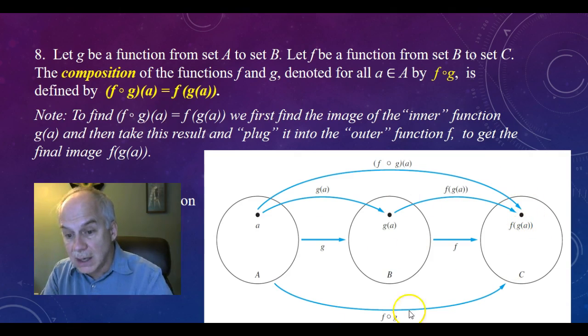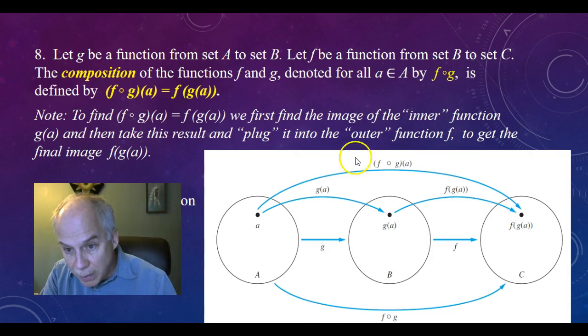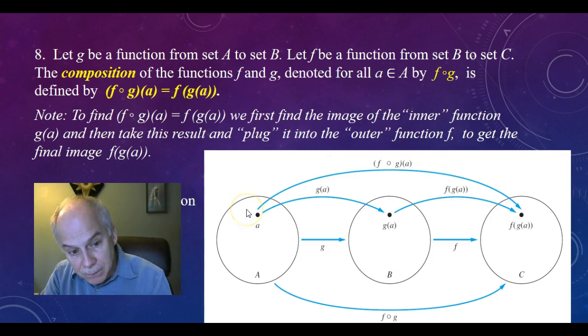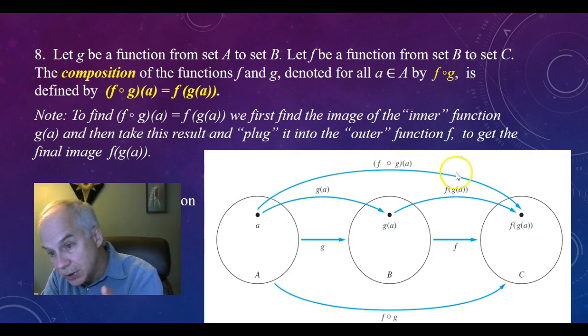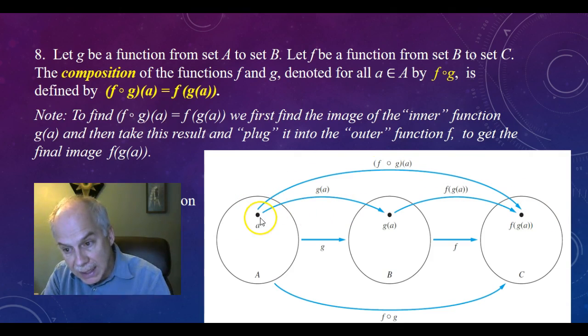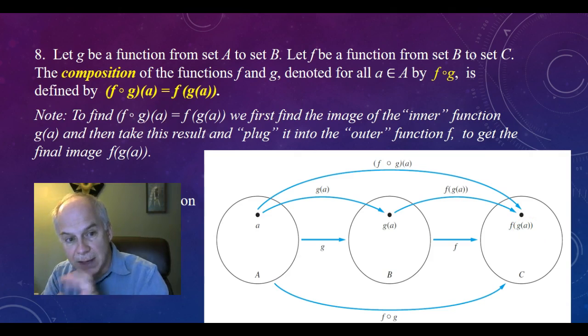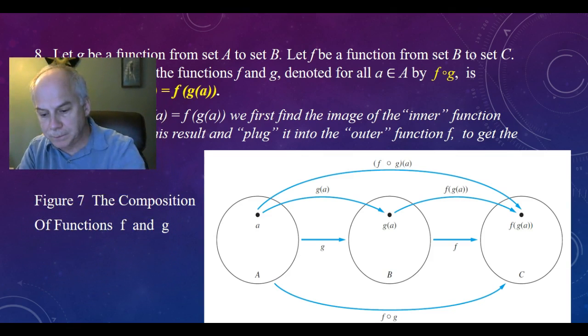All right. Now the composition function basically does it all at once. It is a way to combine the two functions and do one function going from A to the image of A after you apply both of those functions. So that's a picture of what we're talking about with a composition of functions f and g. All right. So we'll look at an example.